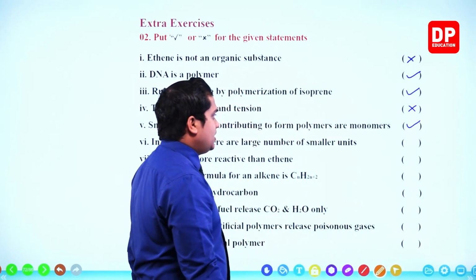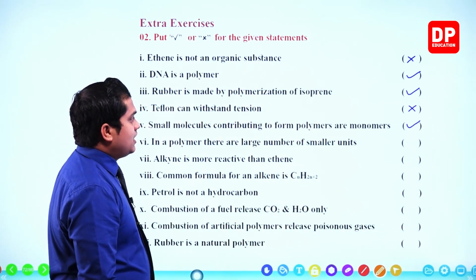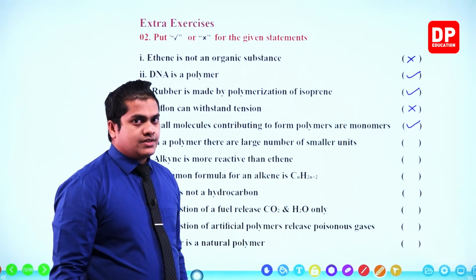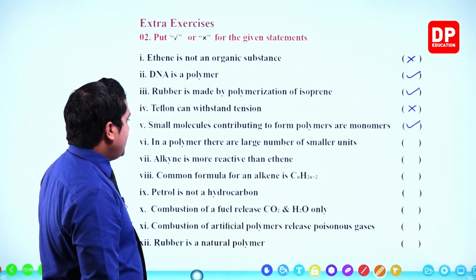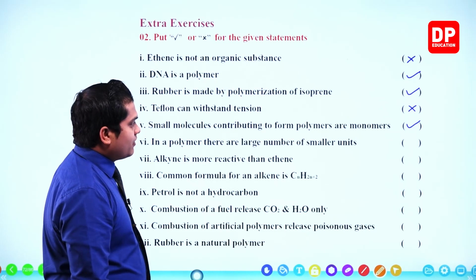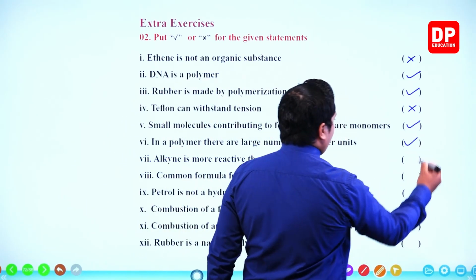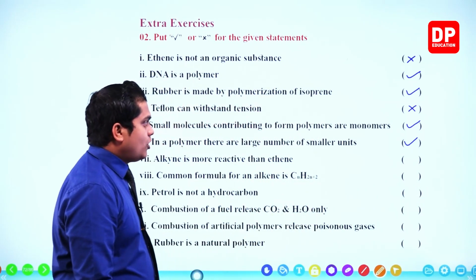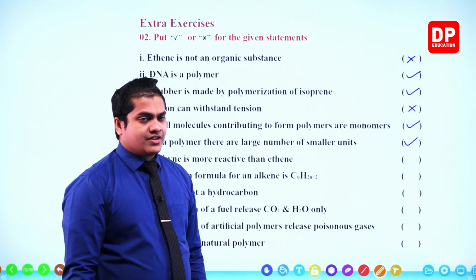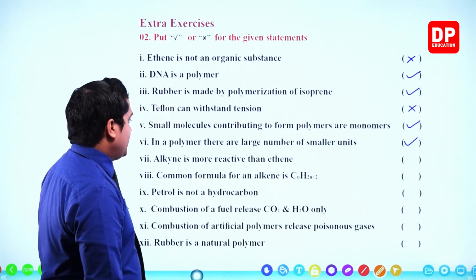Small molecules which are used to create polymers are referred to as monomers. That is correct. Next one. In a polymer, there are a large number of smaller units. Once again correct. There is no problem in it. This is also correct. Next one.